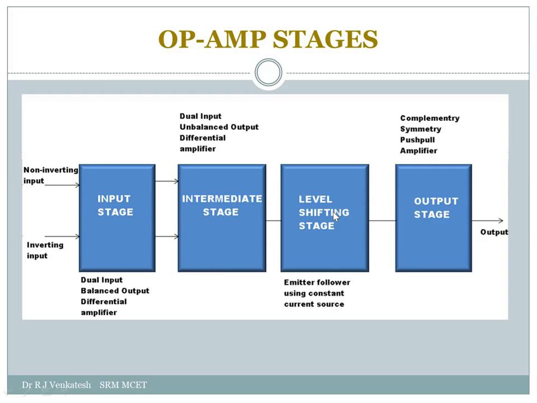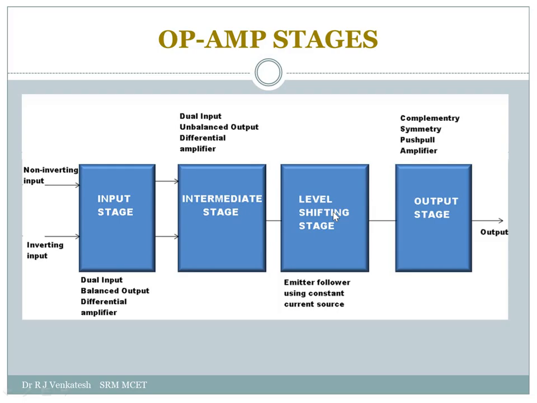So what are the stages of the op-amp? As already told, you have two inputs: one is the non-inverting input and another is the inverting input. We take the output from the output stage. Here you have four stages. The first stage is the input stage, where you use a dual-input balanced-output differential amplifier. The second stage is the intermediate stage, which is a balanced-output differential amplifier.